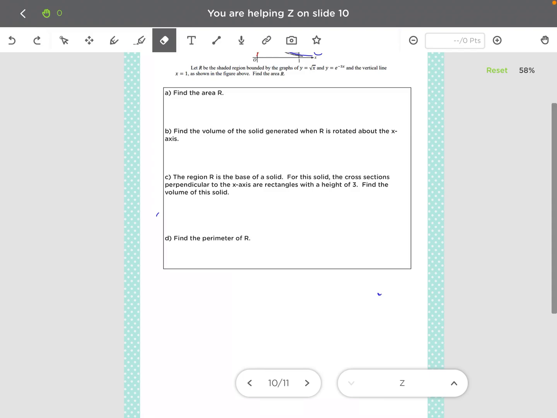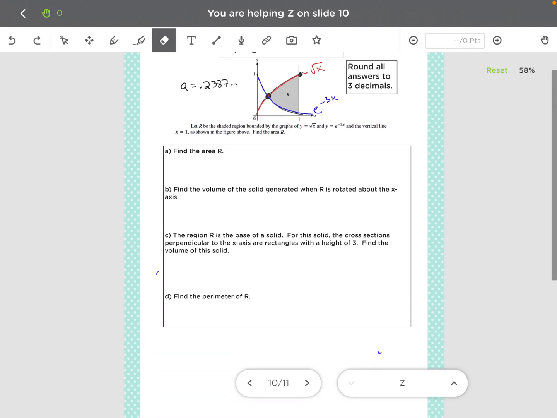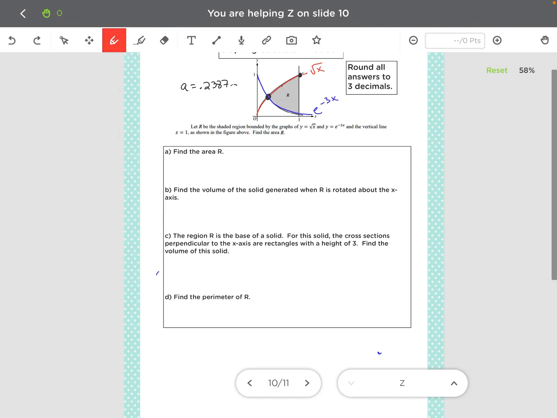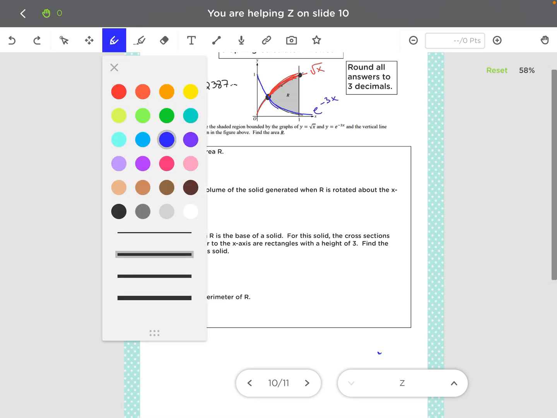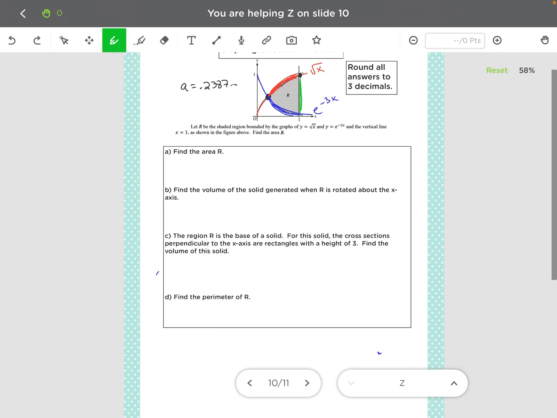Okay, the last thing in this problem is to find the perimeter of that region R. So we need to add up all the distances around. So really there's three pieces we need to add up. We need to find the length of this piece right here, the red piece. Then we're going to also need to find the length of this piece, the blue piece. And then we also need to find this length, right? So I have three sides of that region to add up to find the entire perimeter, okay?